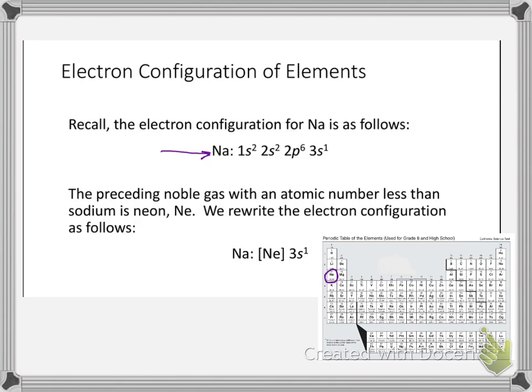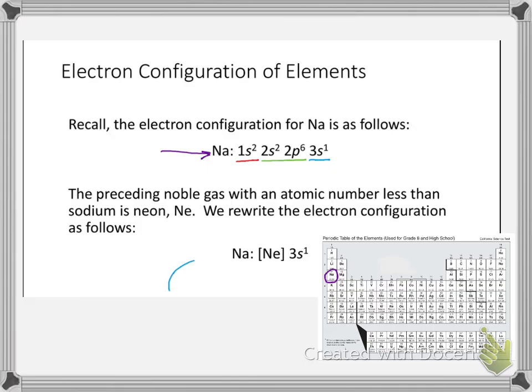Now, if I break this electron configuration down by its energy levels, I can see there's 3 energy levels. Here's the first energy level with the 1s2. The second energy level would be the 2s2, 2p6, and the highest energy level in sodium is just the 1 electron that's in the 3s1. So those are our energy levels.